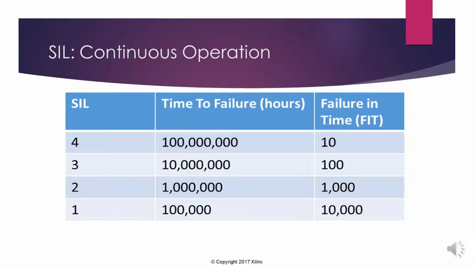So what you can see here is there are 4 safety integrity levels ranging from 1 to 4. 1 is obviously the lowest and the easiest one to achieve, 4 is high. So if you look at this, then to achieve a SIL 4 system, you need a time to failure of 100 million hours, or its reciprocal of 10 FITs.